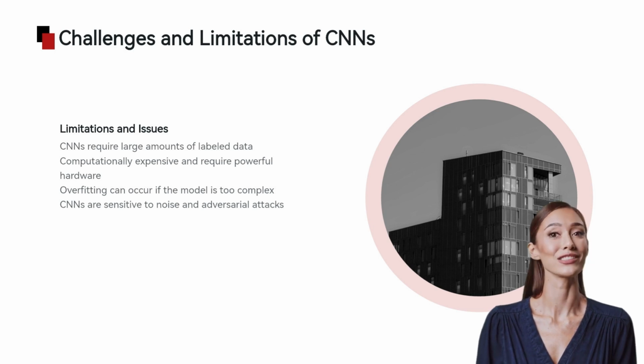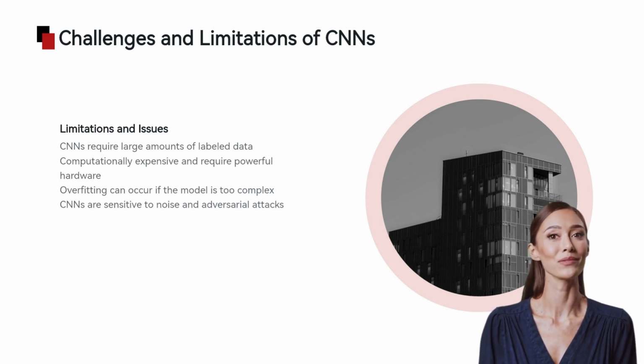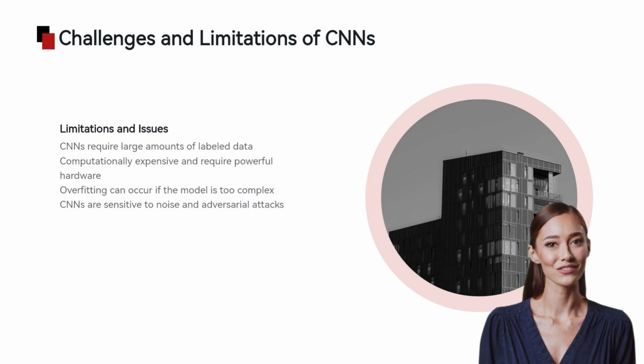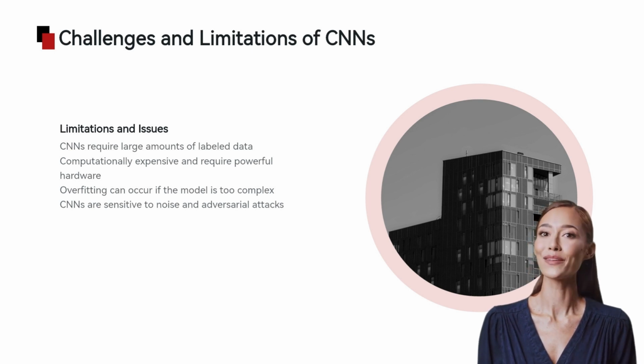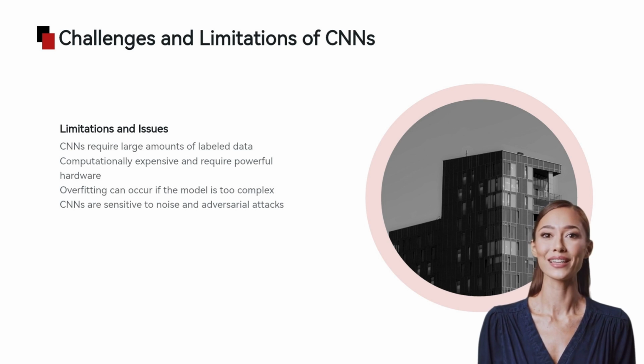One of the main issues is the need for large amounts of labeled data. Training a CNN from scratch on a small dataset is often impractical and leads to poor generalization. To mitigate this, transfer learning and data augmentation are commonly used to boost model performance. Additionally, CNNs are computationally expensive, requiring powerful hardware like GPUs for efficient training. The larger the model and dataset, the more resources are needed. This makes training state-of-the-art CNNs costly in terms of both time and energy.